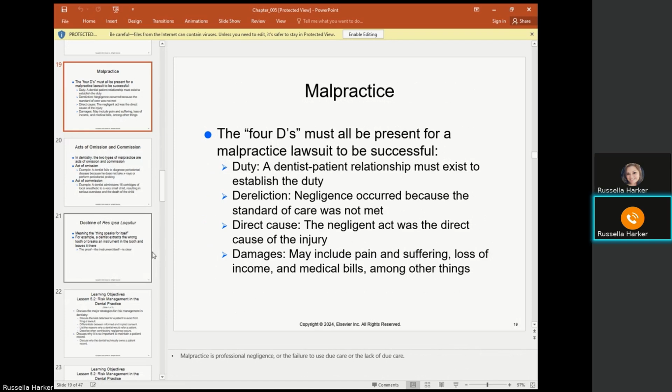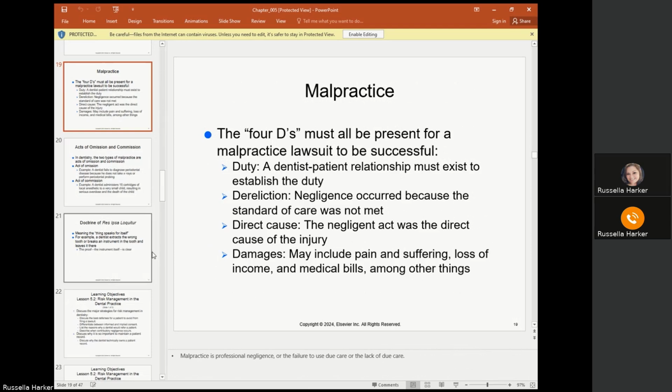That's the dentist-patient relationship must exist to establish the duty. So they must be a patient of record. Dereliction. Negligence occurred because the standard of care was not met. Say maybe they were doing a filling and they didn't put the bonding agent in. So that would be the negligent act, not putting the bonding agent in and curing it first for a composite filling, because the standard of care is not met, because that's not what anyone else in that profession would do for that procedure.